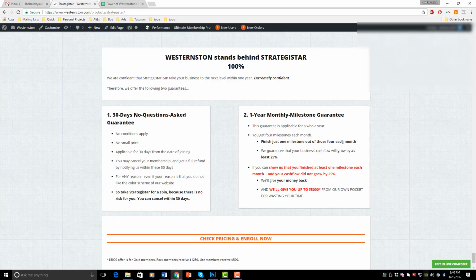Okay, and we also have a 1-year monthly milestone guarantee. So every month you're going to be presented with 4 milestones, but if you can achieve just 1 milestone each month, okay, you don't have to have all 4 of those milestones throughout the year. If you can meet just 12 milestones and you don't see your business's cash flow growing by even 25%, you let me know and we'll give you up to $5,000 from our own pocket for wasting your time, okay? So we are that confident that Westernston works for pretty much all businesses.